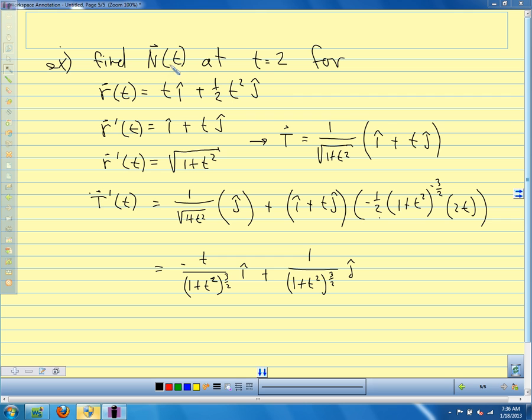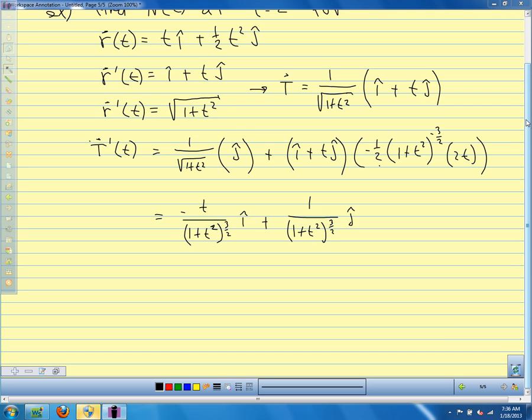We want the unit normal vector at time equals 2. So this problem gives us a little break. Now we can just plug in time equals 2 and calculate our magnitude at time equals 2. We don't need a general expression for the unit normal vector. We just need it at time equals 2. So T prime at 2, I'm just going to plug in 2 here. T prime at 2 is minus 2 over 5 to the 3/2 i plus 1 over 5 to the 3/2 j. Now I can find the magnitude of T prime at 2. Thankfully, they let us plug in a number.